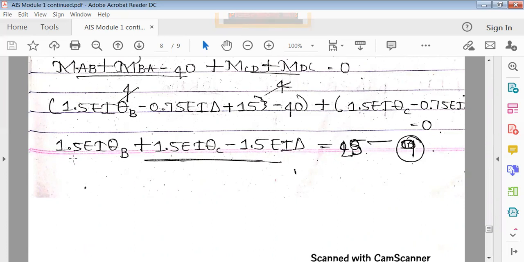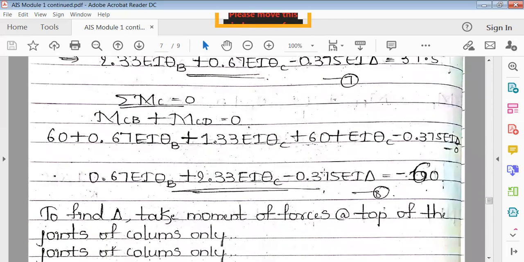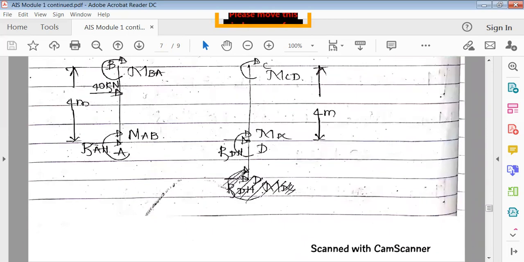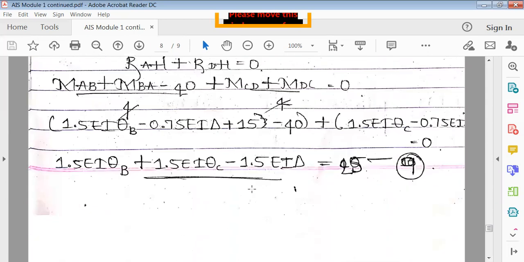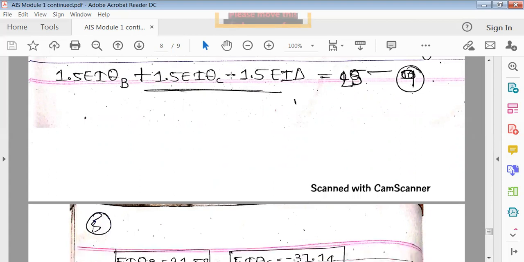So now we'll get the third equation. Now 7, 8, 9 become the equations of equilibrium. That is 7, 8, and the ninth equation to find the delta. Again, let it be in the form of theta b, theta c, and delta, so that when you put it back in the equation and solve it in the calculator, you'll get the theta b value, theta c value, and delta value. Be careful with the signs also here.